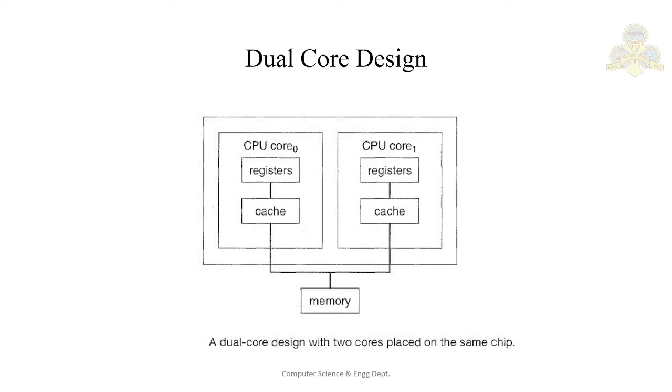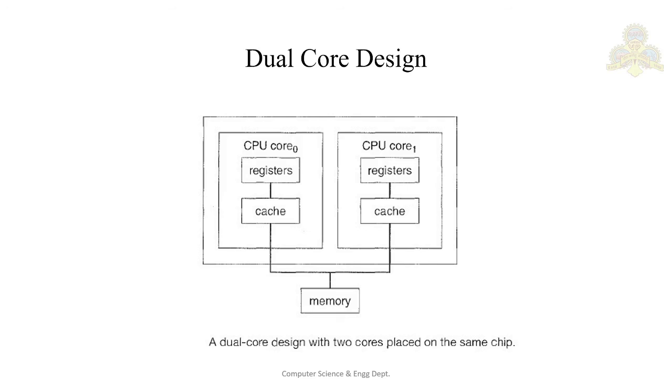Next we will study the dual core design. So this is the basic architecture. A recent trend in CPU design is to include multiple computing cores on a single chip. In this diagram we have shown a dual core design with two cores on the same chip. You can see over here, this is one chip, this is one core and this is another core. Both are embedded on a single chip. Each of these cores has its separate registers as well as cache. Getting it? The other design might use a shared cache or a combination of local and shared caches.